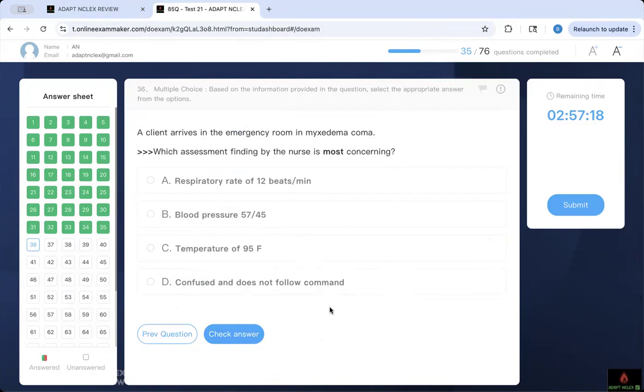36. A client arrived in the emergency room with myxedema coma. That means severe hypothyroidism. They are in shock. They're dying. Everything is going down. Which assessment finding is the nurse most concerned about?